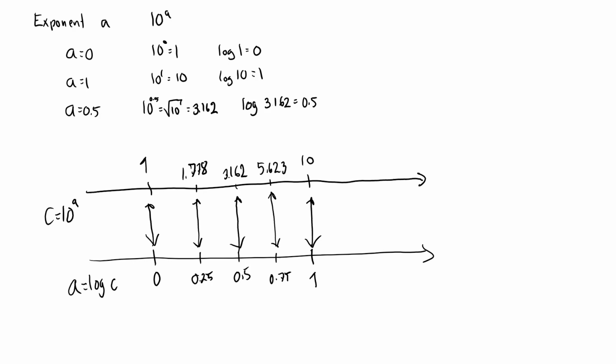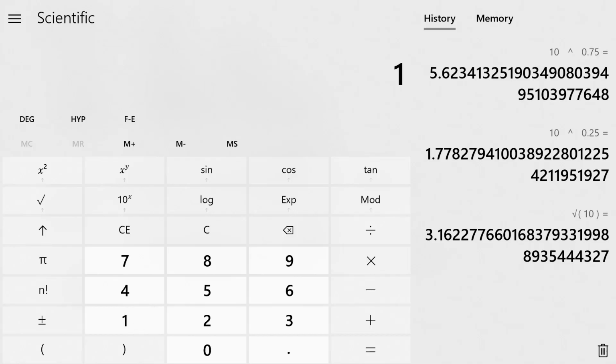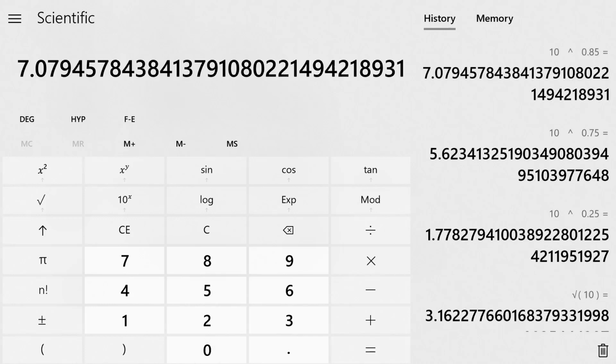This also means that the common logarithm of any number between 1 and 10 exists, and it's a number between 0 and 1. If you need to find the common logarithm of an arbitrary number between 1 and 10, say log of 7, our picture reveals that it must be between 0.75 and 1. You could find the answer by trial and error. For example, if you try 10 to the 0.85, you get 7.079, thus the common logarithm of 7 is slightly below 0.85. Fortunately, there is no need for this trial and error process.